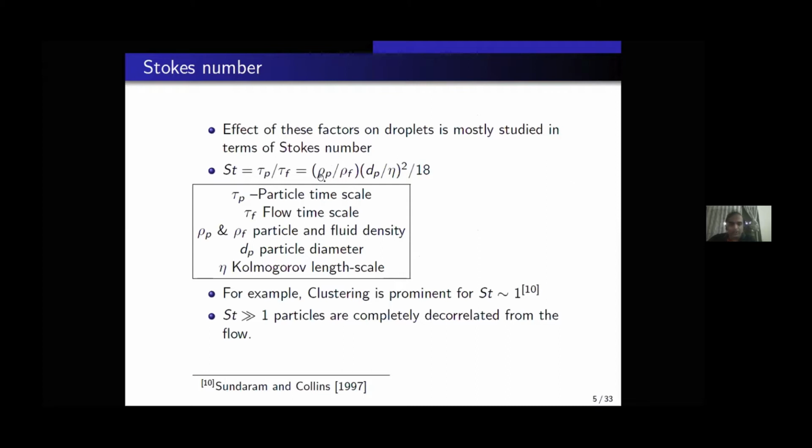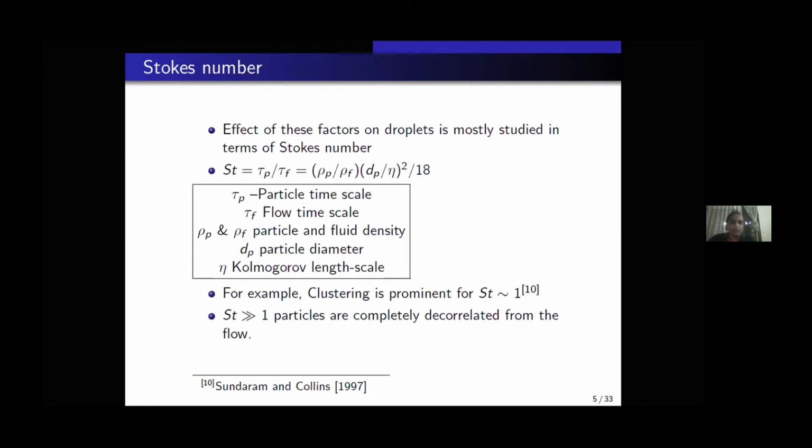In this definition, it involves the particle and the background fluid density. Similarly, it also involves the diameter of the particle to a length scale present in the background air turbulence. Here, it's the Kolmogorov length scale that has been taken. And depending on the Stokes number associated with the particle, the dynamics can be very, very different.